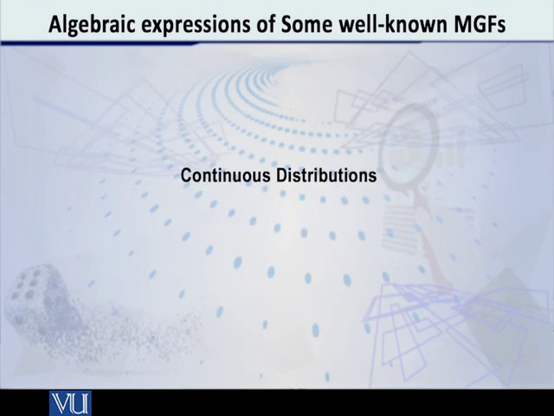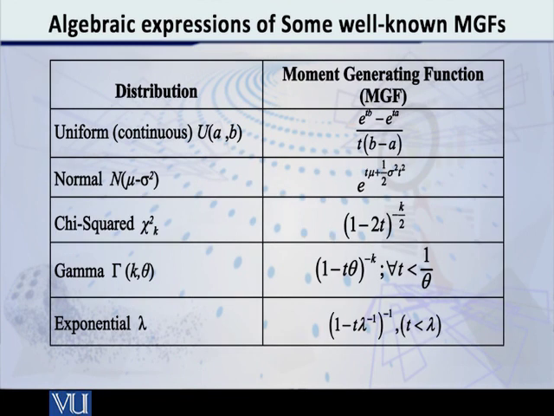Let me also give you the algebraic expressions of the MGFs of some well-known continuous distributions. So first of all, the continuous uniform distribution, which is also called the rectangular distribution. Defined on a, b, agar ye ho, so then the MGF for this one is given by e raised to tb minus e raised to ta over t multiplied by b minus a.